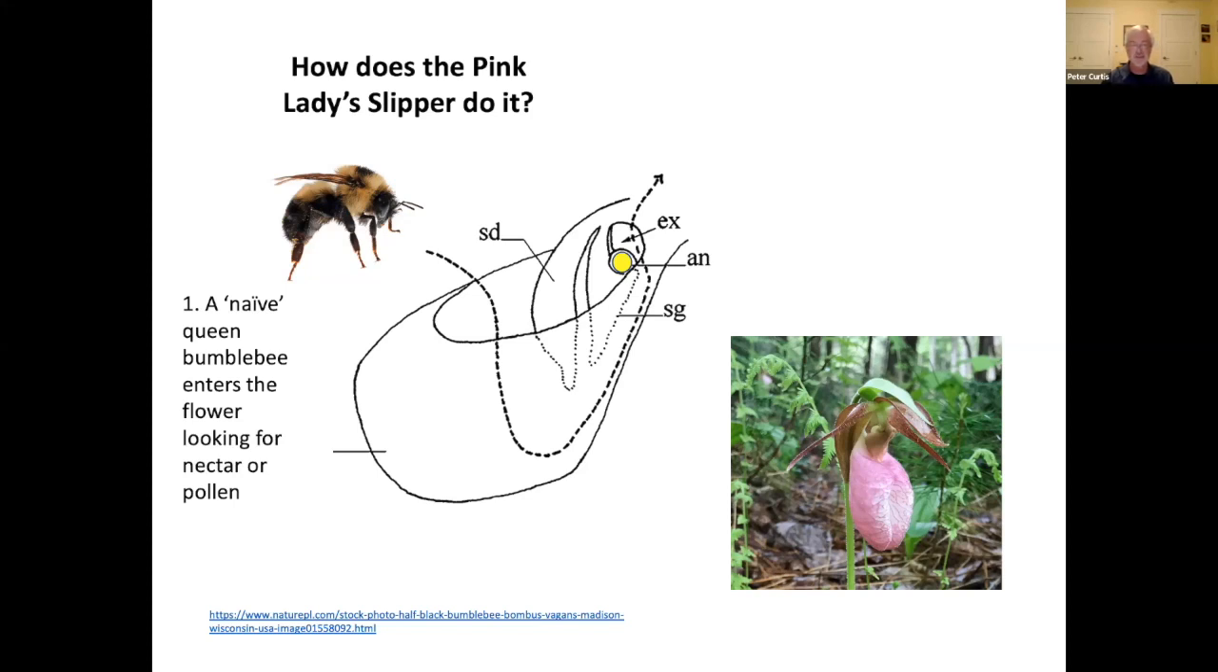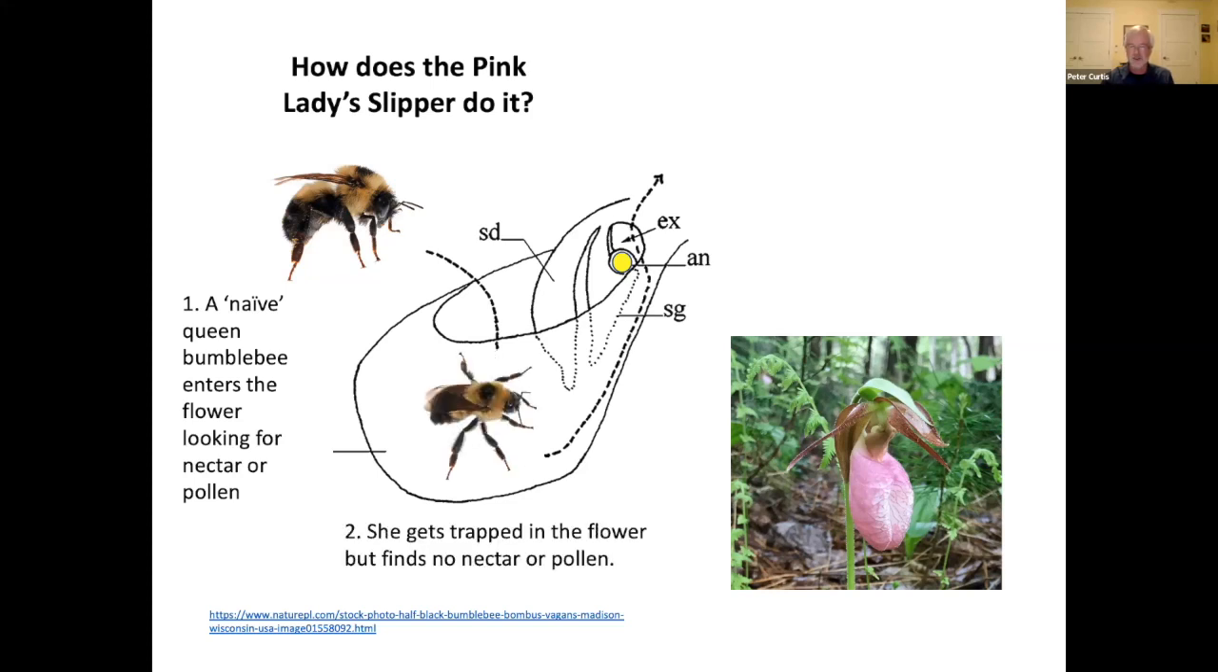And so this queen bumblebee will enter the flower through the lips here, searching for pollen or nectar. It looks like a perfectly good candidate for that. At which point she gets trapped inside the flower. She can't exit the same way that she went in. She'll hunt around, she'll fight around in here for a while, trying to find nectar or pollen, and finds nothing. In order to exit, she has to squeeze herself through this little exit hole at the very top of the flower where light is coming through.